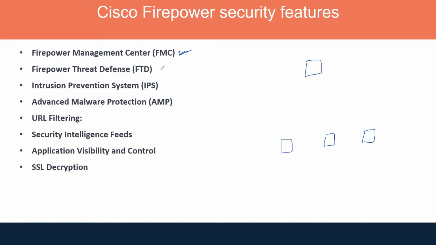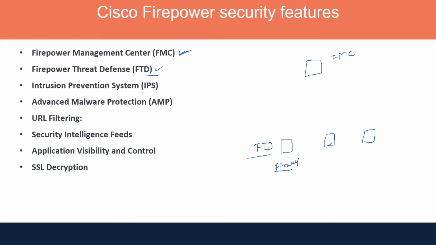What is the other thing it is providing? It is providing FTD, the Firepower Threat Defense system. So FTD is nothing but the firewall. The firewall capability is provided by the FTD. This is FMC and this is FTD.